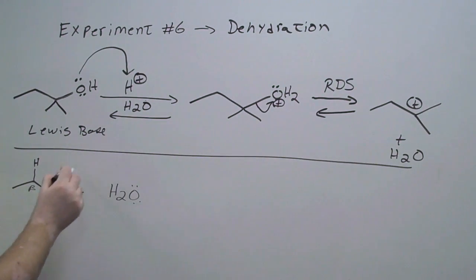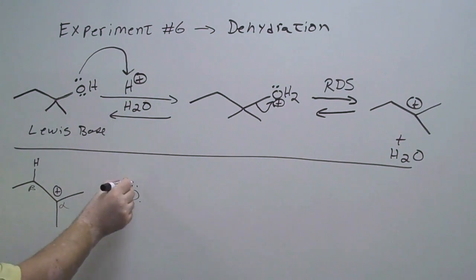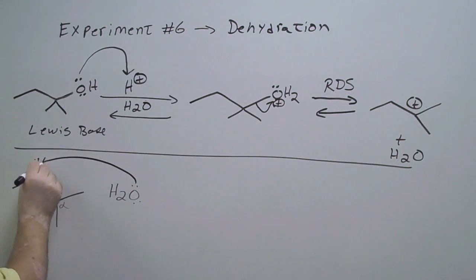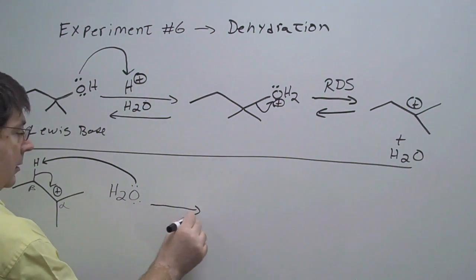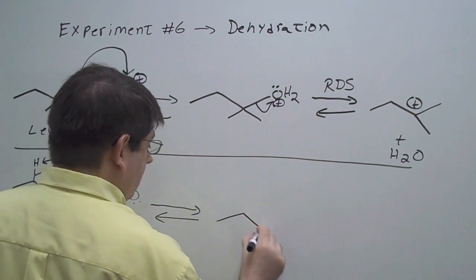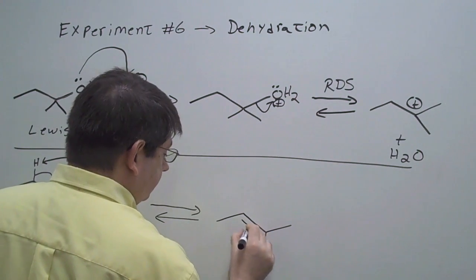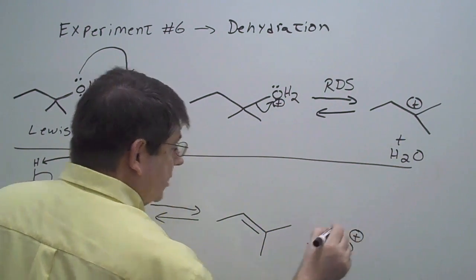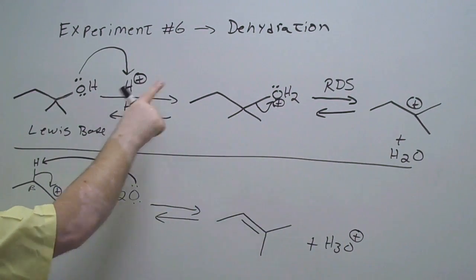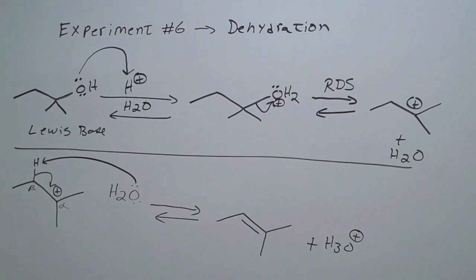If the water simply attacked the carbocation, you get back to your starting material. However, water can also abstract the hydrogen on the beta carbon. And the electrons from the carbon-hydrogen bond can go to the carbocation to generate our alkene. And of course, we regenerate H3O+. So that's why it's catalytic. We start with H3O+, we get H3O+ in the end. It's a catalytic process.